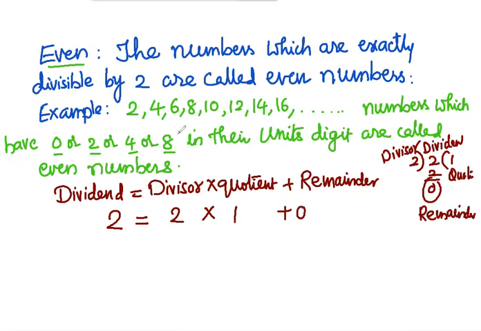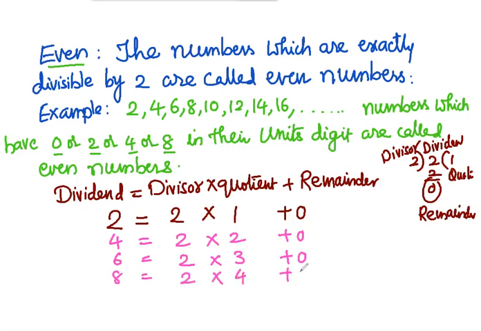If you take 4, 2 twos are 4, remainder 0. If you take 6, 2 threes are 6, remainder 0. If you take 8, 2 fours are 8, remainder 0. If you take 10, 2 fives are 10, remainder 0. If you observe the pattern, there are two factors here. The first factor is constant: 2, 2, 2, 2. And the second factor is variable.